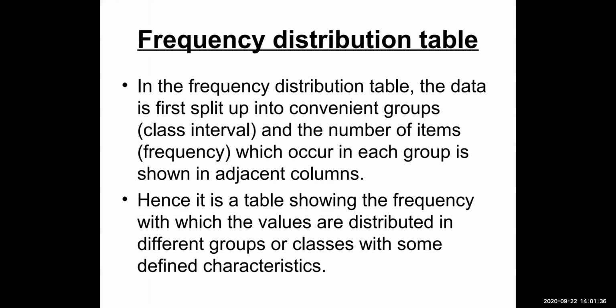Frequency distribution table means the data is first split up into convenient groups or class intervals, and the number of items which occur in each group is shown in adjacent columns. Hence, it is a table which is showing the frequency with which the values are distributed in different groups or classes with some defined characteristics.